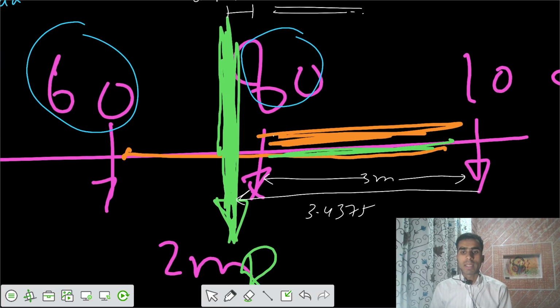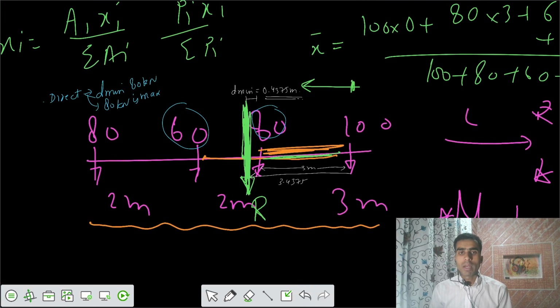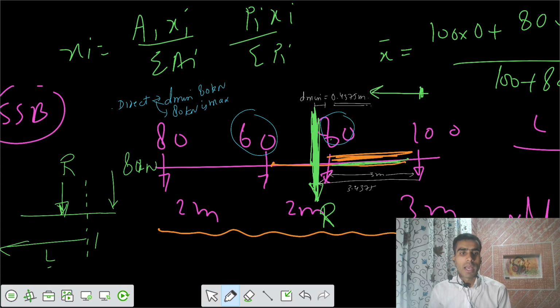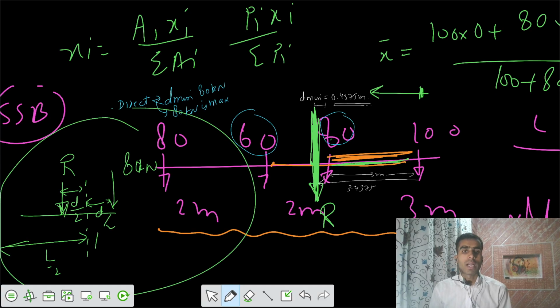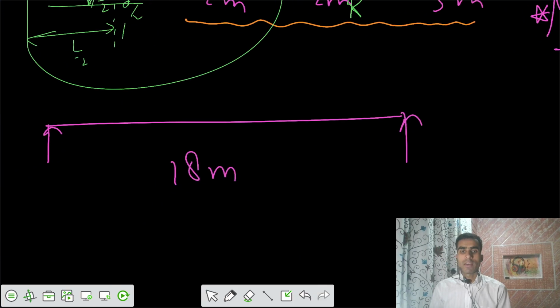But we know one thing: if I want the maximum bending moment, the absolute bending moment, I have to place the loads in a way that the resultant and the concerned load, in our case 80 kilonewton, are placed equally from the midspan. If this is L by 2, they have to be placed equally, D by 2 on each side, to get the value of maximum bending moment. This is the criterion here. So you got the D minimum 0.4375.